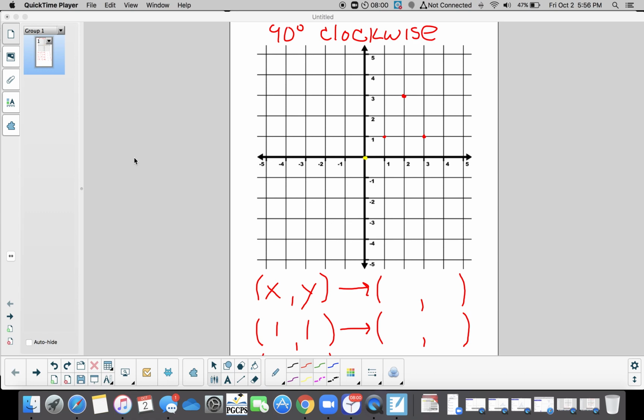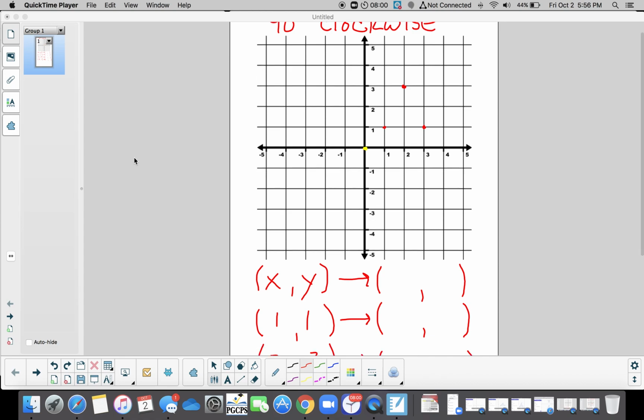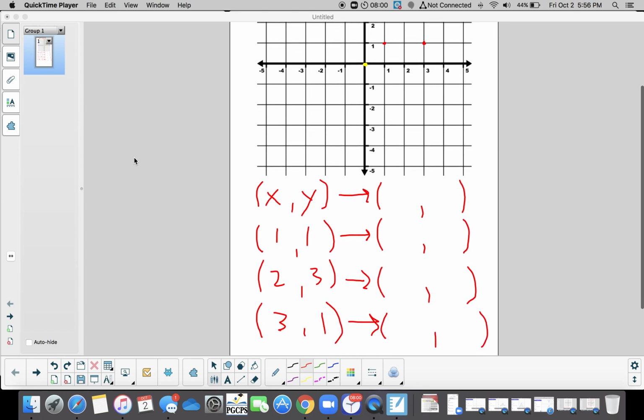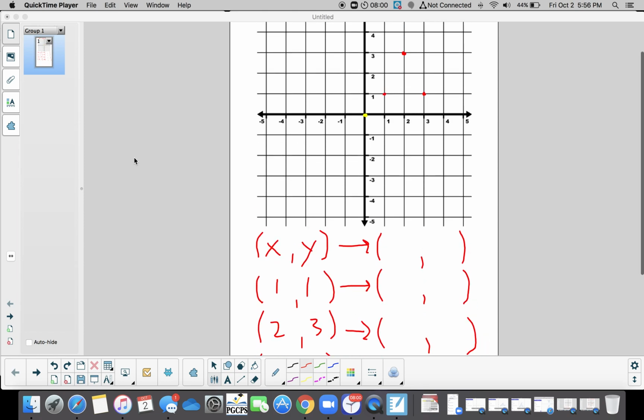The reason why I did not connect the dots here is because I want you guys to still see this as points and not necessarily a shape. We've already done points, so by making it be points and then connecting the dots after the rotation, it will make things a little bit easier. And so our points here are 1, 1, 2, 3, and 3, 1. So you see it here. We have 1 point at 1, 1, 1 point at 2, 3, and 1 point at 3, 1.